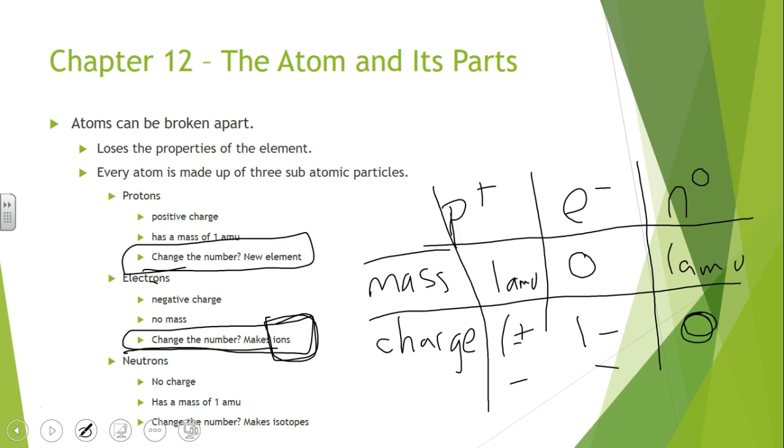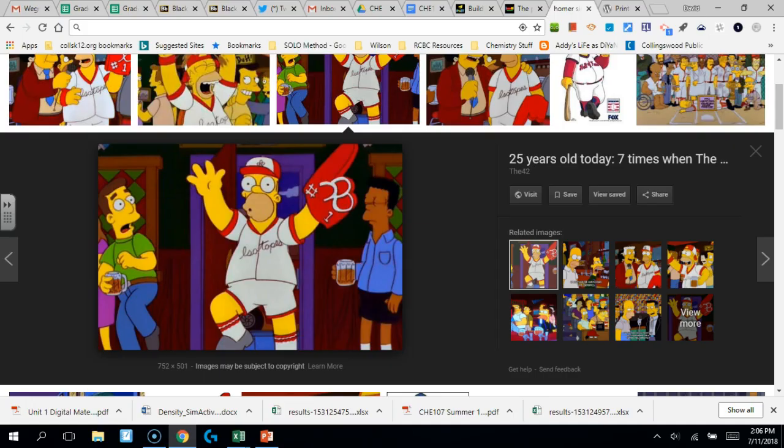Now, when you change the number of neutrons in something, you make something called an isotope. I remember isotopes because Homer Simpson was a big fan of the isotopes. He was the guy that celebrated the isotopes all the time. That's how I always remember isotopes. I don't know why that sticks out, but I always remember Homer Simpson and the isotopes.